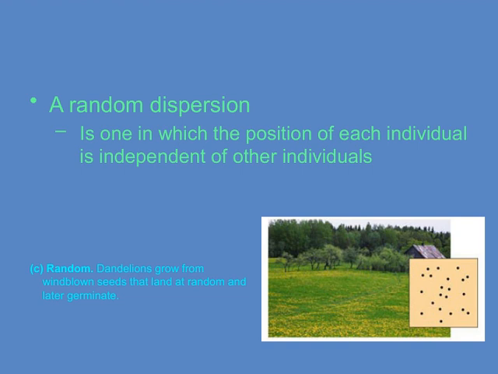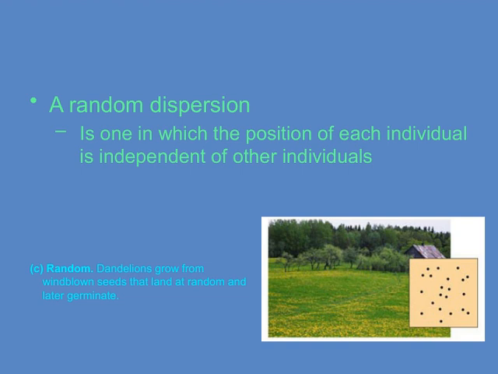For example, think about dandelions growing from wind-blown seeds. The seeds land at random, without any specific pattern, and then later germinate. This randomness in seed landing illustrates how individuals can be scattered in a truly unpredictable way. Understanding this helps us see how some populations or organisms distribute themselves naturally, often influenced by factors like wind or other environmental forces. It ties into the broader theme of how different dispersal mechanisms shape the spatial distribution of species in their habitats.